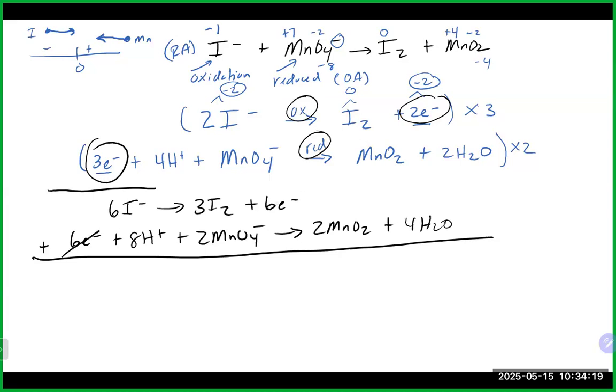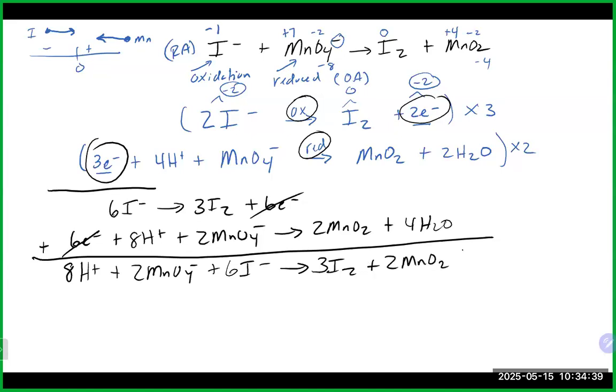Electrons should completely cancel here. And I think in this case, it is going to be everything that was canceled. So everybody on the left stays there: 8 H pluses, 2 MnO4 minuses, and 6 I minuses goes to 3 I2 plus 2 MnO2 and 4 waters. If we wanted acidic, we would be done in this case, right?